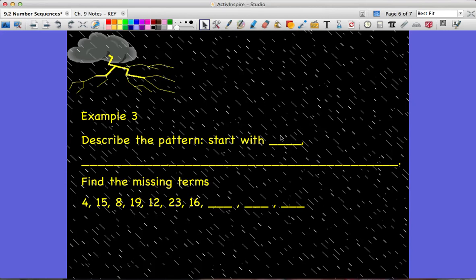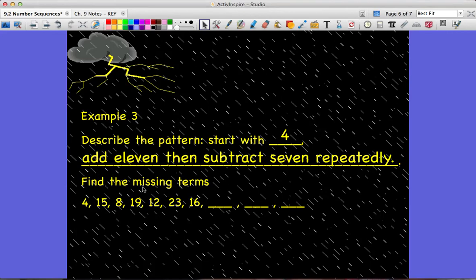Okay, for this pattern, you start with 4. And you should have found that you add 11 and then subtract 7 repeatedly. So plus 11 minus 7, plus 11 minus 7, plus 11 minus 7. So your next term, you would have to add 11, which gives you 27. Now you subtract 7, which gives you 20. Add 11, which gives you 31.